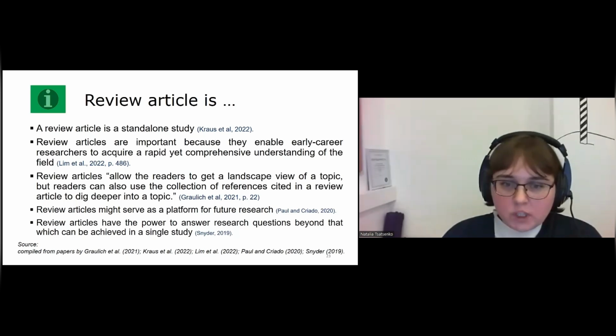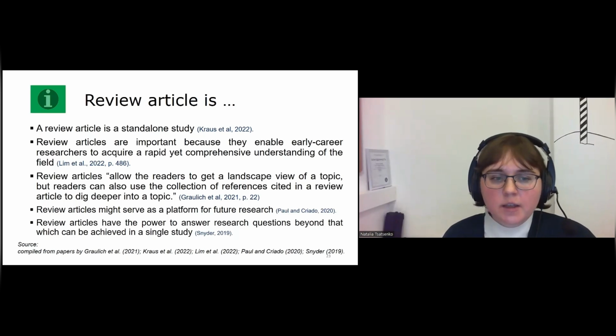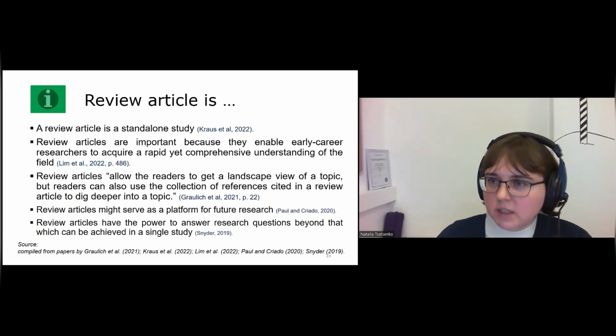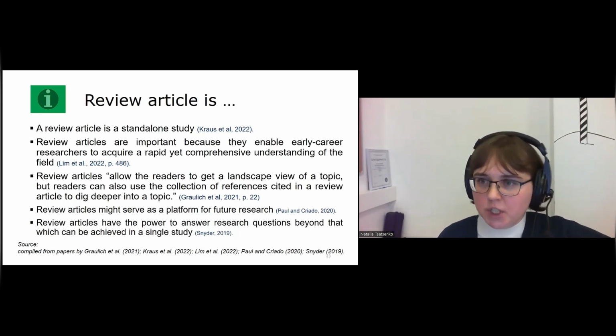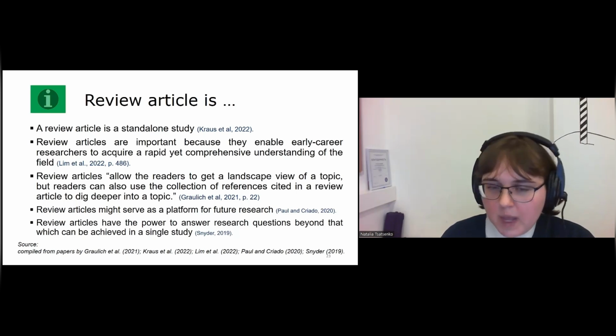This is the second point. I will not read all the statements, but what I want to highlight is that these types of articles may serve as a platform for future research, because this is the purpose: to find the gap, to analyze the papers, and to show the reader that the next step will be to go deeper into a particular field. And review articles have the power to answer research questions which cannot be achieved in a single study. It's also true, and it's better to look at particular papers, but later we will do this.